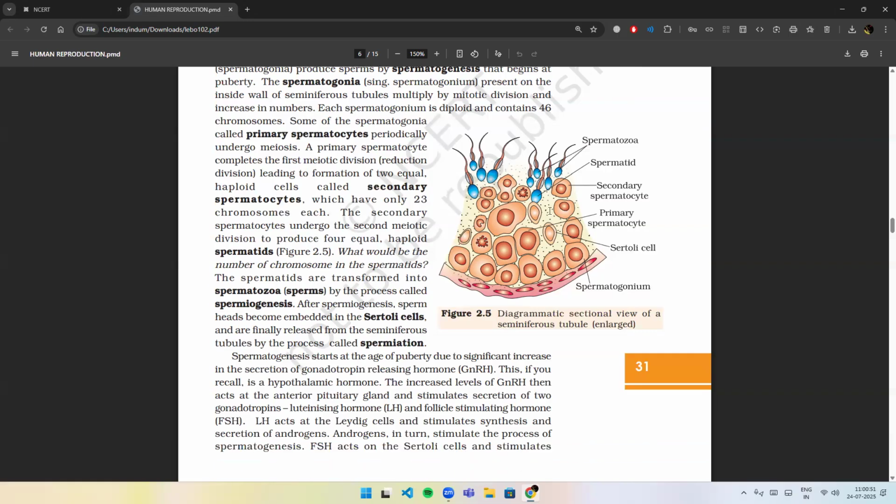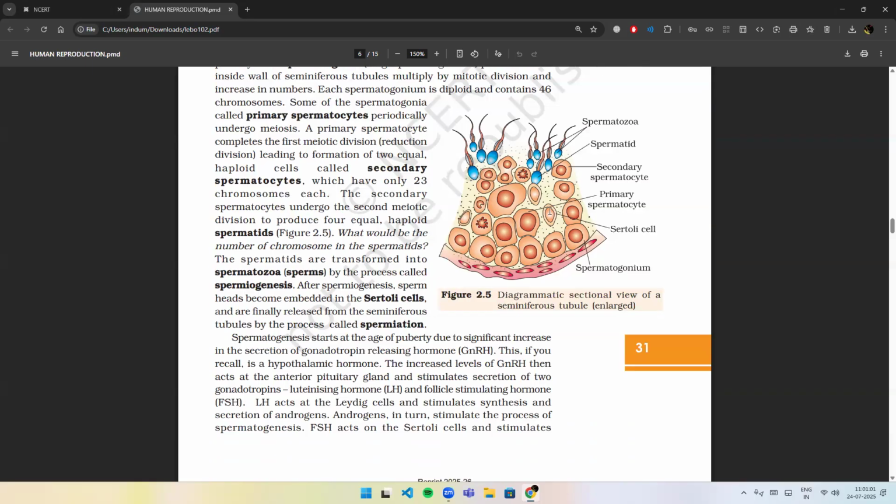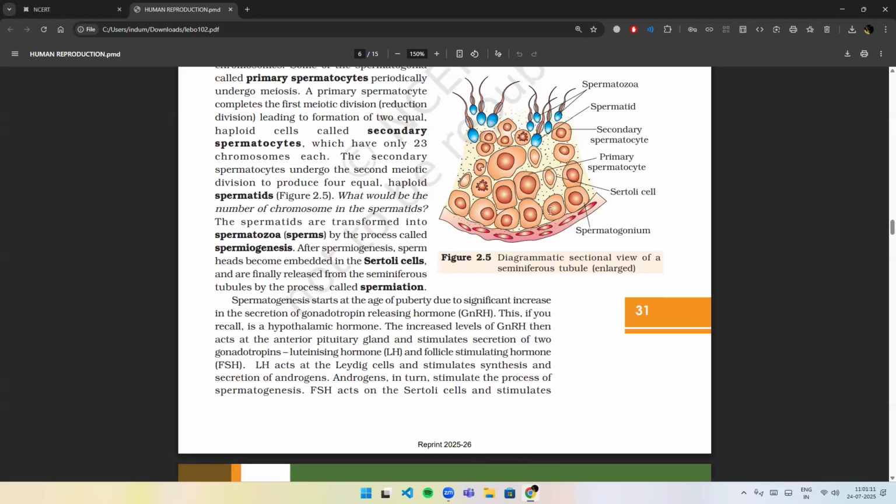The spermatids are transformed into spermatozoa or sperms by the process called spermiogenesis. After spermiogenesis, sperm heads become embedded in the Sertoli cells and are finally released from the seminiferous tubules by the process called spermiation. Spermatogenesis starts at the age of puberty due to a significant increase in the secretion of gonadotropin-releasing hormone. This, if you recall, is a hypothalamic hormone.